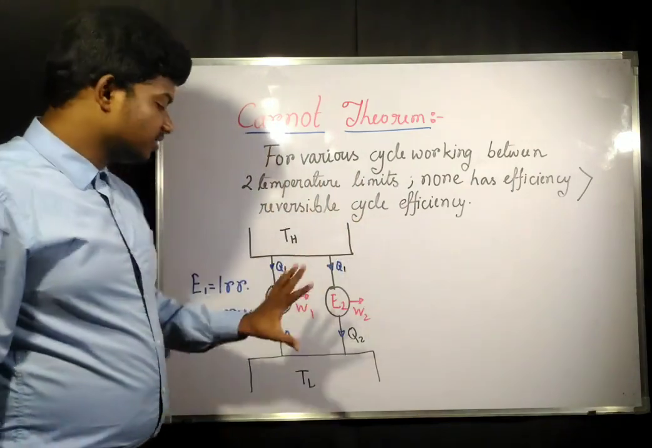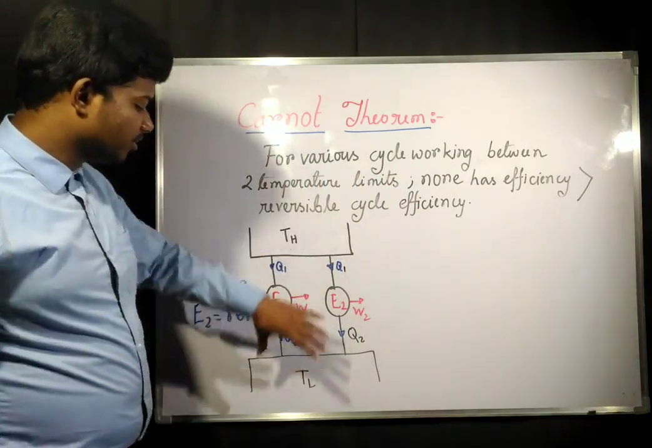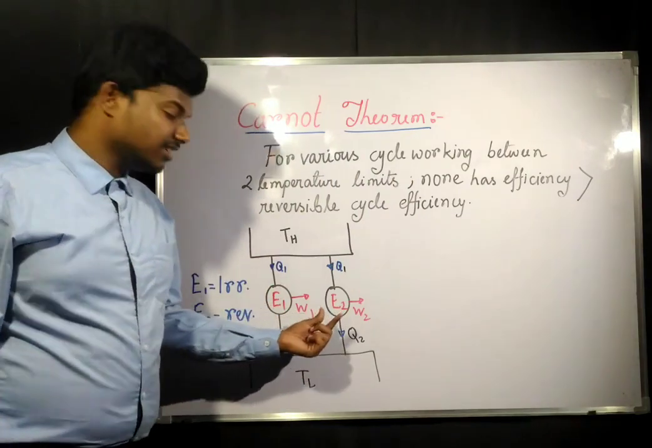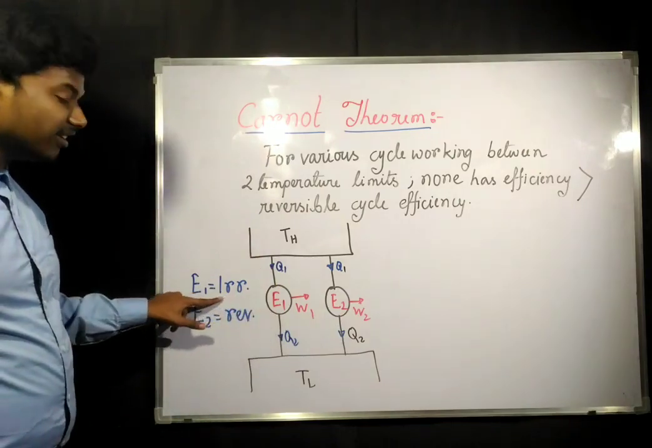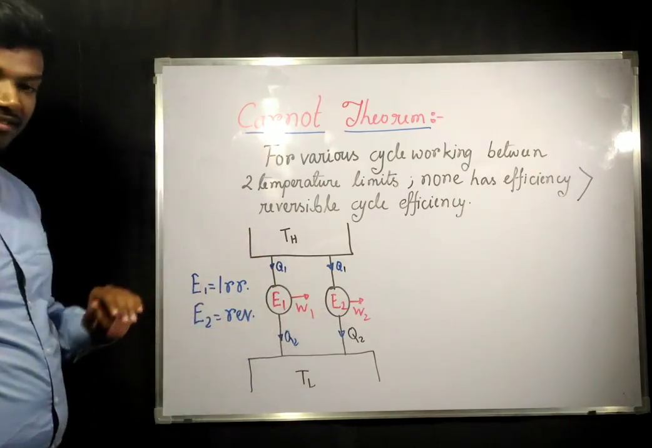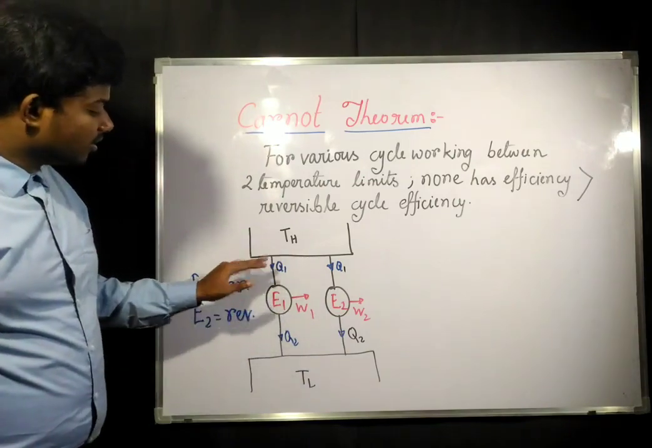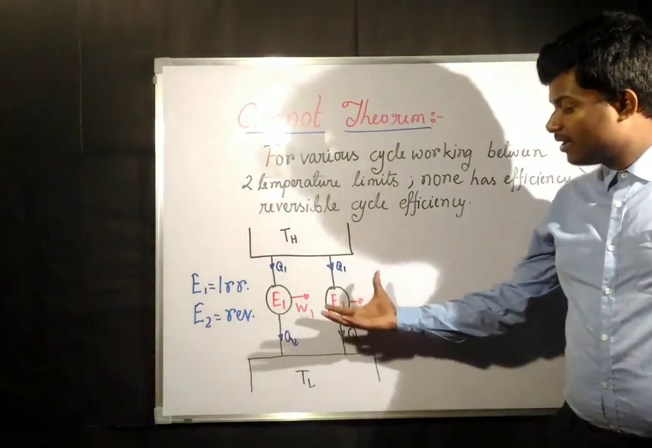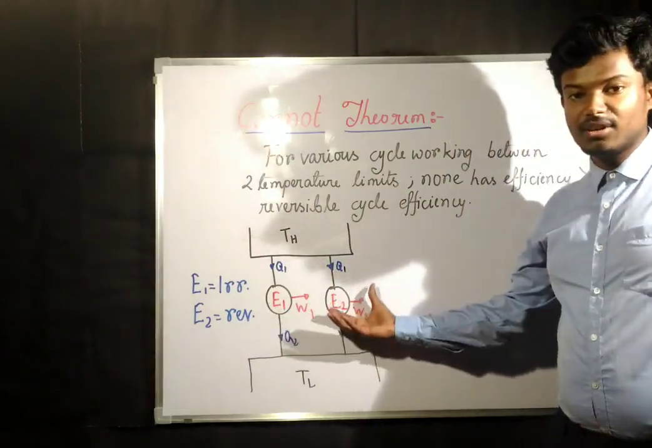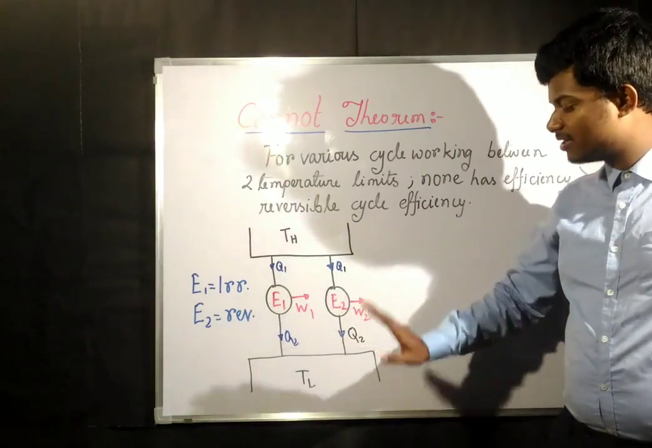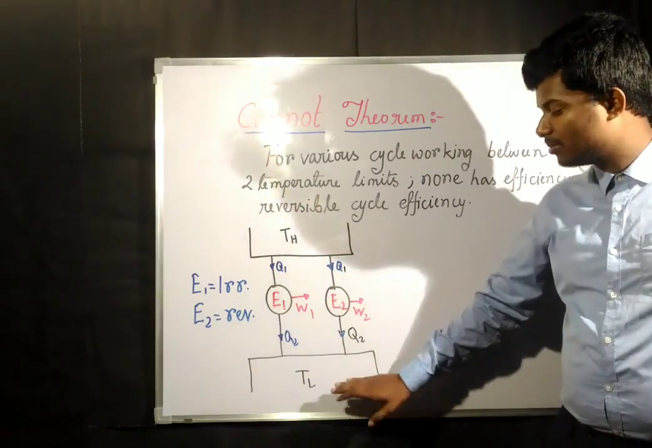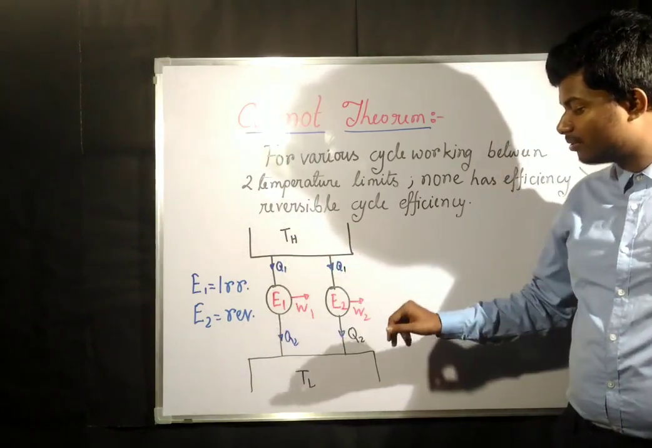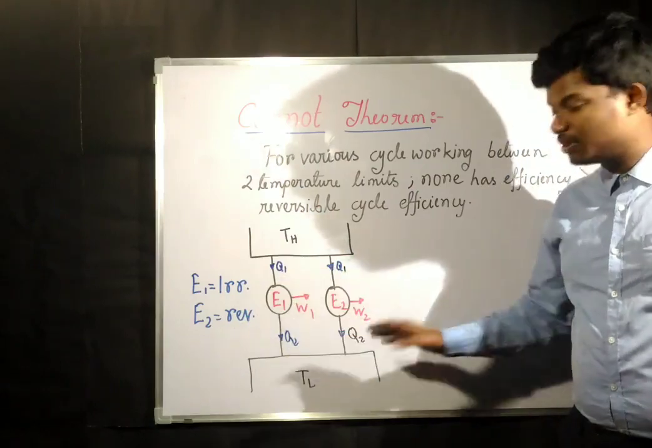Now to prove this, let us consider this system. There is a source and there is a sink. Now there is an engine 1 and this is engine 2. We are considering engine 1 as irreversible and engine 2 as reversible. Let us take that the conditions are the same for both cases. One is reversible and one is irreversible in similar conditions. Same temperature source, same temperature sink, and the same amount of heat Q1 is coming from the source, and Q2 is rejected to the sink.